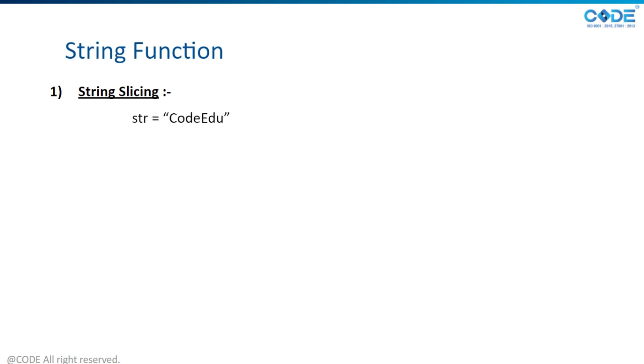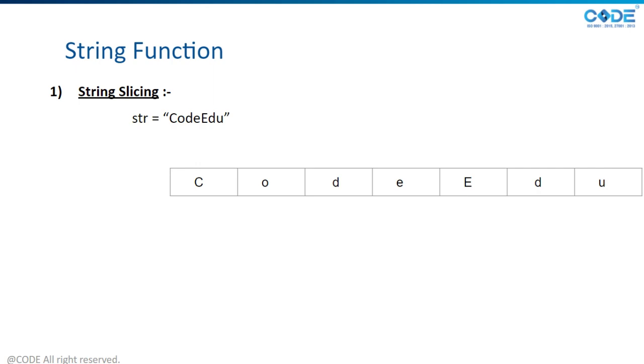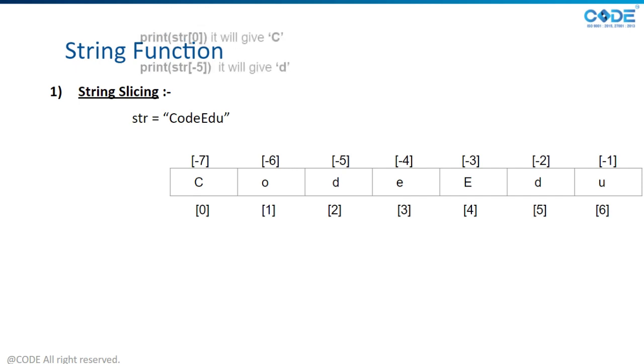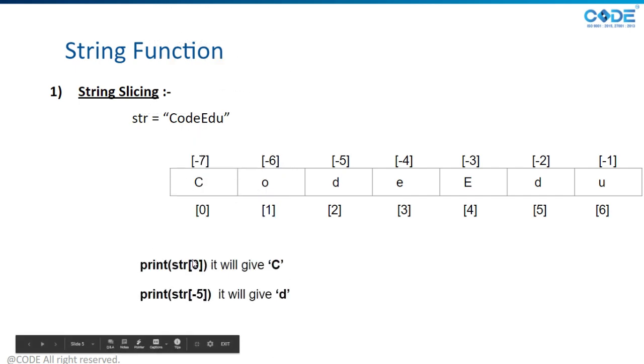Slicing in strings is nothing but extracting some letters or some group of letters from the whole string. So here in the example you can see it is str equals to code edu. Represent it in single letters so we can understand easily. So write its index, first positive index and then negative index.